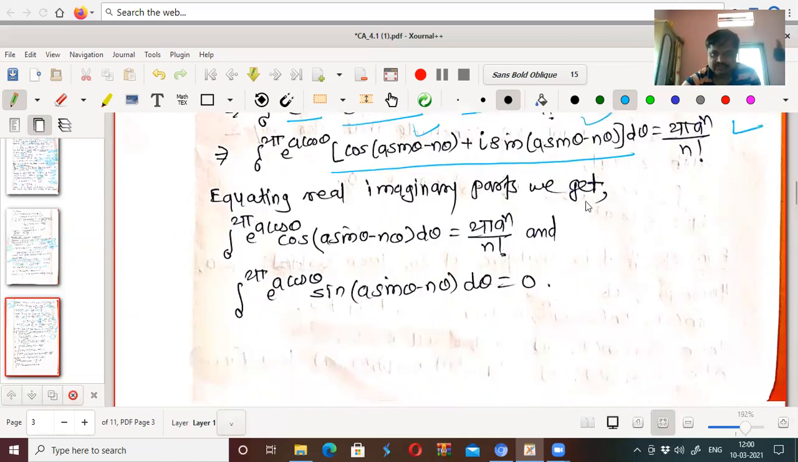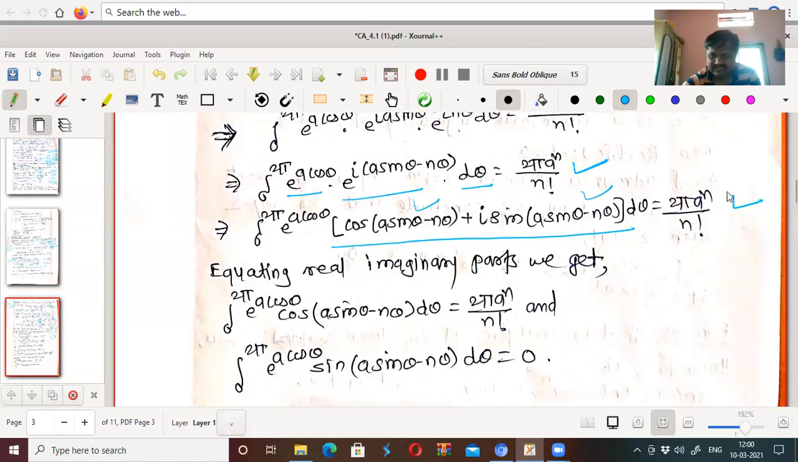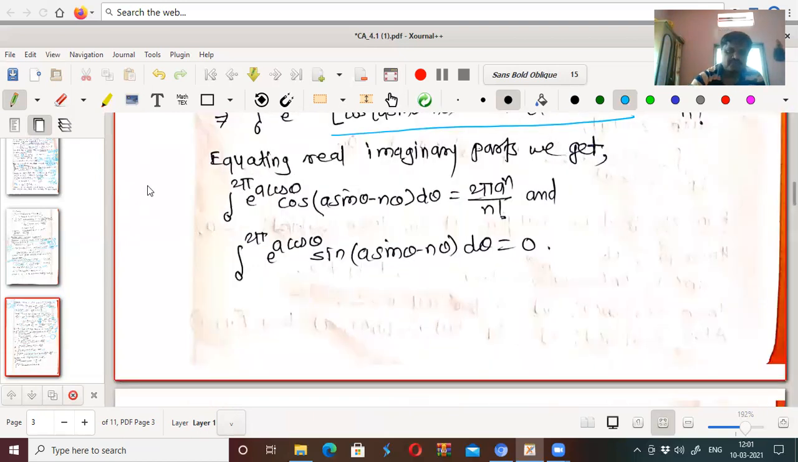Equating real and imaginary parts, we get: now the right hand side is a real number. There is no complex number. So integral from 0 to 2π e^(a cos θ) cos of (a sin θ - n θ) equal to this real part 2π a^n upon n factorial. And if I take the imaginary part, integral from 0 to 2π sin of (a sin θ - n θ) with respect to θ becomes 0. So we get these two integrals here.